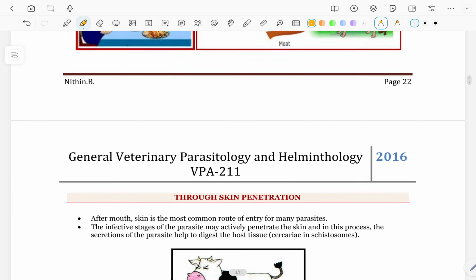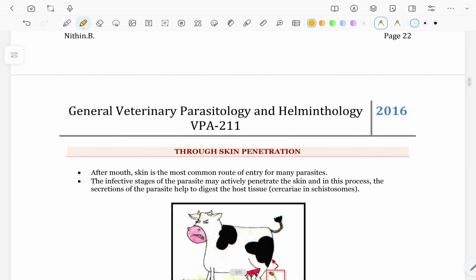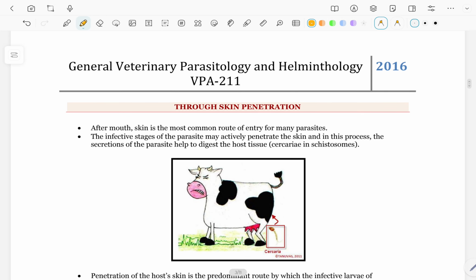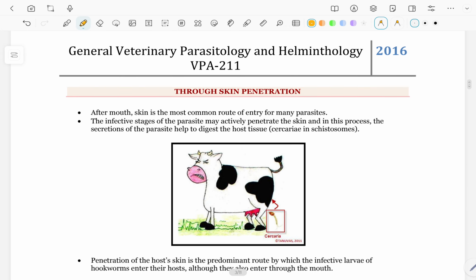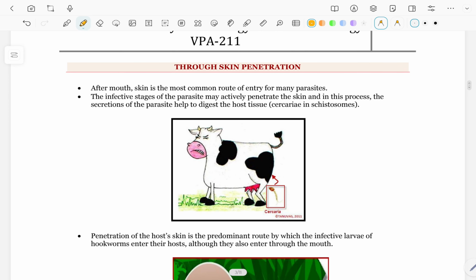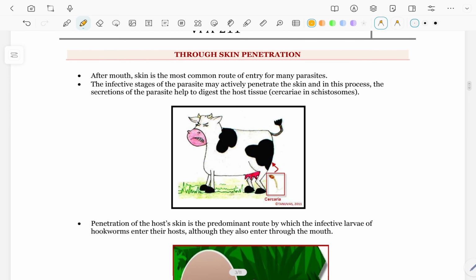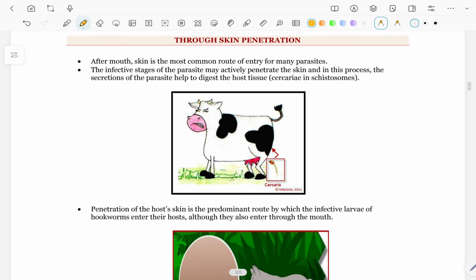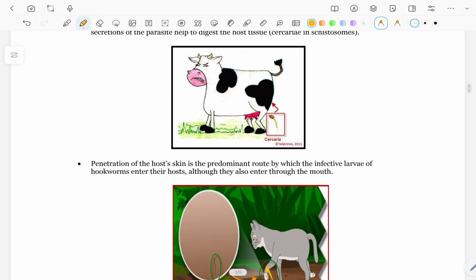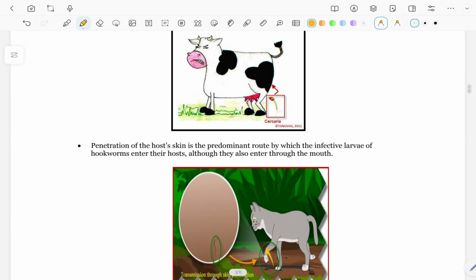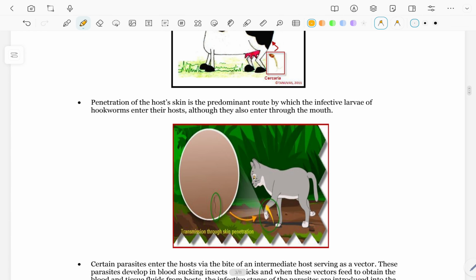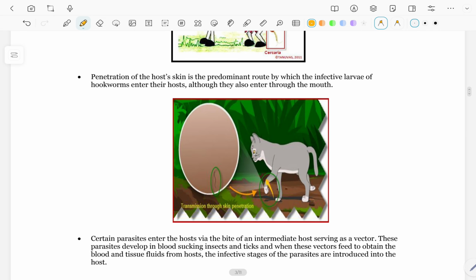Through skin penetration. After the mouth, skin is the most common route of entry for many parasites. The infective stage of the parasite may actively penetrate the skin, and in the process, the secretions of the parasite help to digest the host tissue, as in Schistosoma. Penetration of the host skin is the predominant route by which the infective larvae of hookworm enter their host, although they may also enter through the mouth.